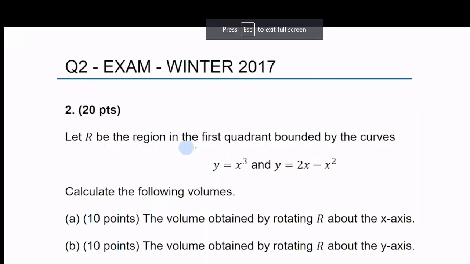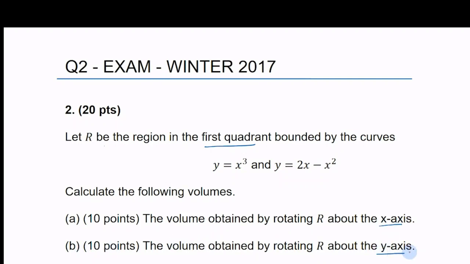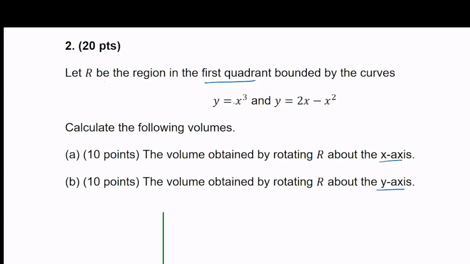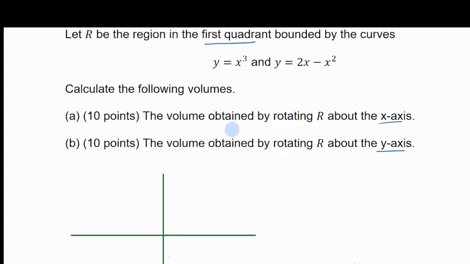Let R be the region in the first quadrant bounded by the following curves. Calculate the following volumes. Question A is the volume obtained by rotating the region about the x-axis. Question B is about the y-axis. Let's begin by first plotting the curve. So y equals x cubed, we know should be a graph that looks approximately something like this, and there's nothing to draw down here because we're only interested in the first quadrant.